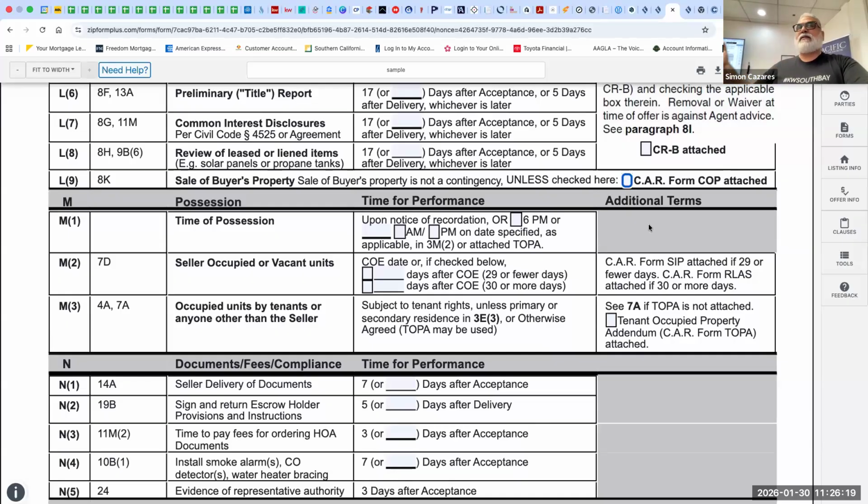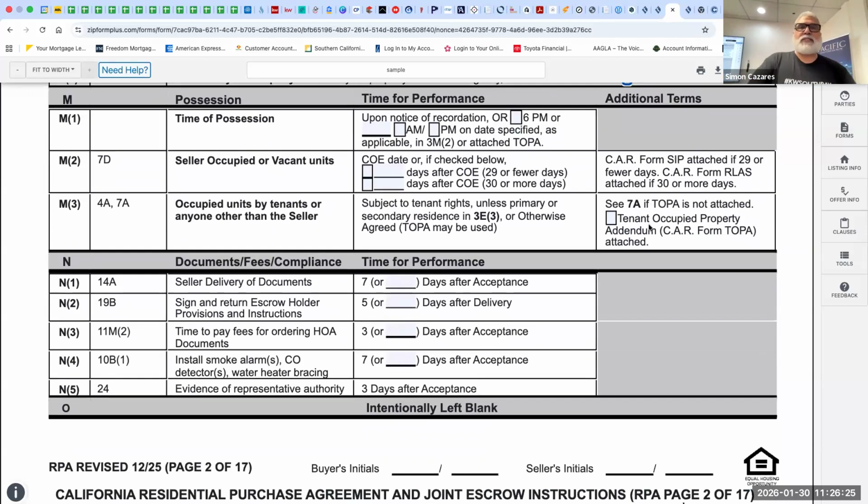But if they need to sell their property in order to qualify, then you have to disclose that to the seller. Section M goes in time of possession. This is already defaulted that at time of recording at 6 p.m., you're going to hand over the keys to the buyer. Now you can modify that, but at the time of recording, so if it records today, then at 6 p.m. you have to provide the keys to the buyer. Okay, but you can also modify that as well.